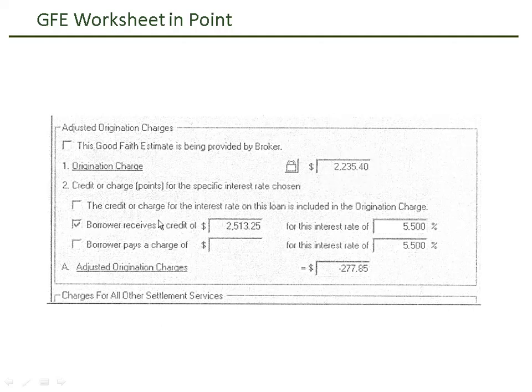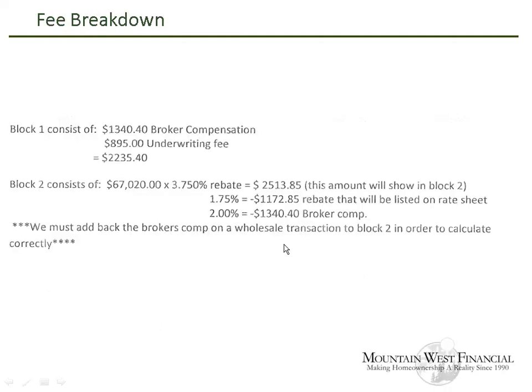So again, when we look at the GFE, we're going to show block 1, which is that original amount plus Mount West 895. Then we're going to show the credit of that 2%. The 2% is in here, and it's credited back here, and then the 1 3/4. So the adjusted amount of credit to your consumer will be $277.85. That's taking into consideration the 2% here, the 2% here. 895 was added here, and then we had 1 3/4 points to credit here. So let's kind of look at it again in numbers.